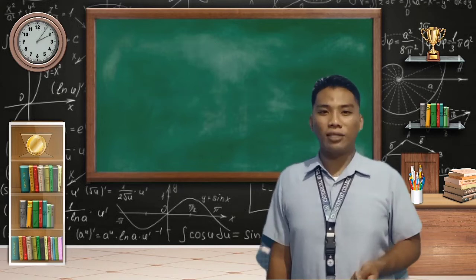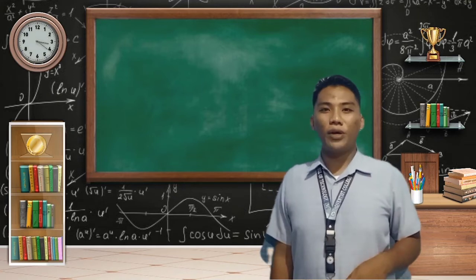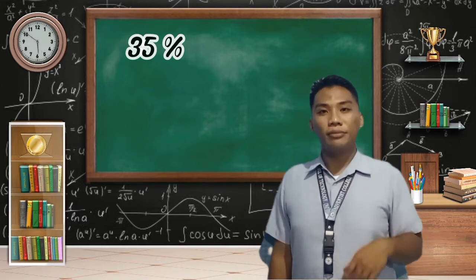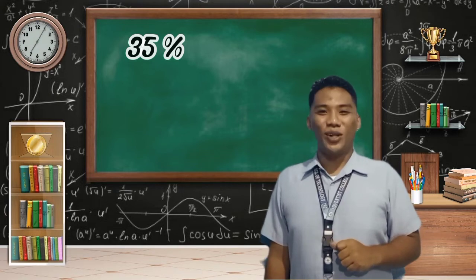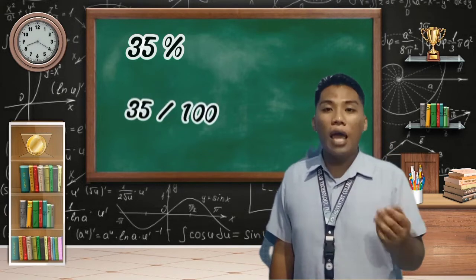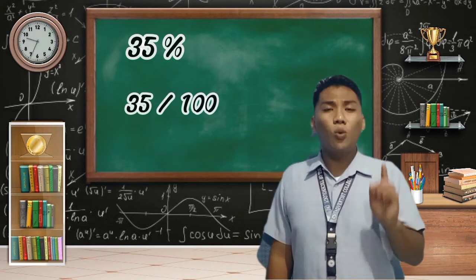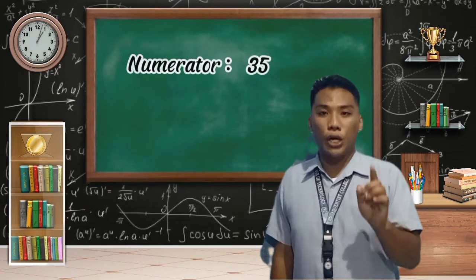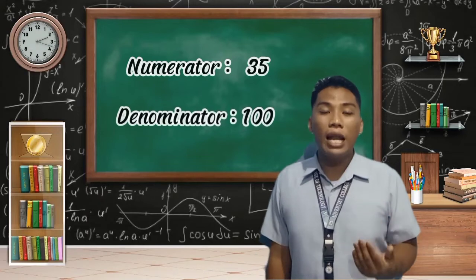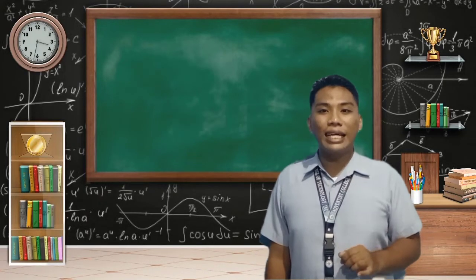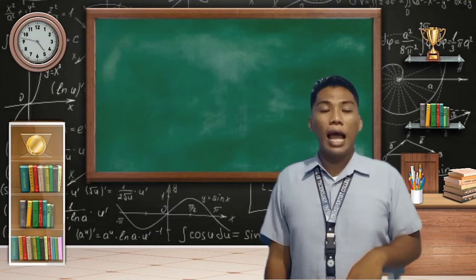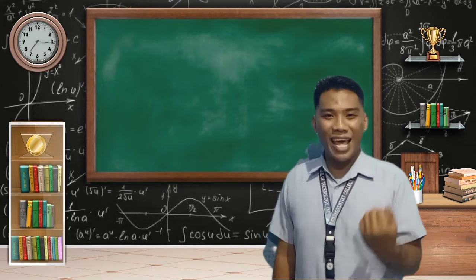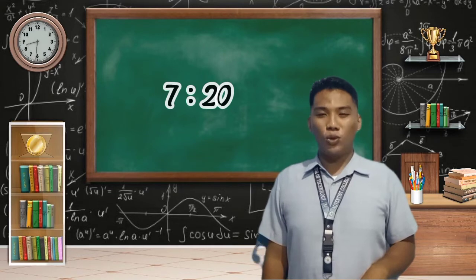So another example, class. Please read. Very good, 35%. So what is the simple fraction of it? Anyone? Very good again. Alright. Okay, it is 35 over 100. So what is our first term? Yes, it is our numerator, 35. And then our second term again is 100. So we must write it 35 is to 100. Okay, class, it can be converted in a simplest form again. Alright, it will be 7 is to 20.